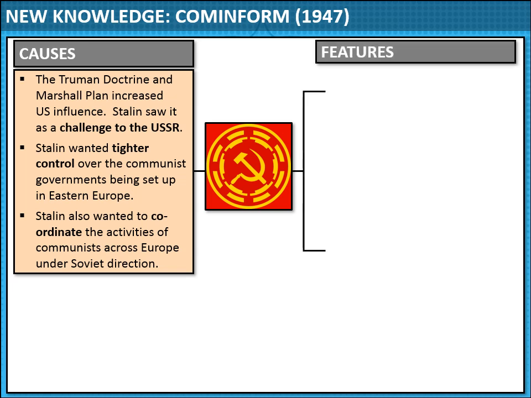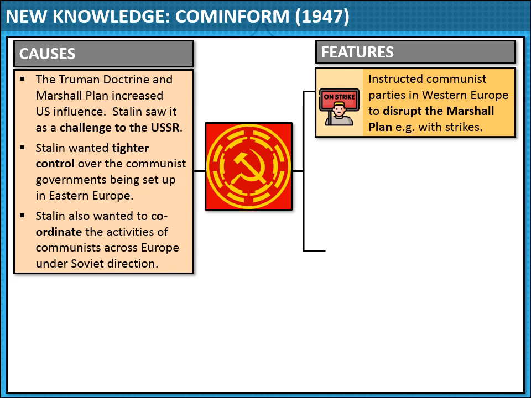So what did Cominform actually do? Firstly, Cominform was used to try and disrupt the Marshall Plan. Communist parties in Western Europe, including those in Italy and France, were instructed to organize strikes and even damage property to hinder the economic recovery.